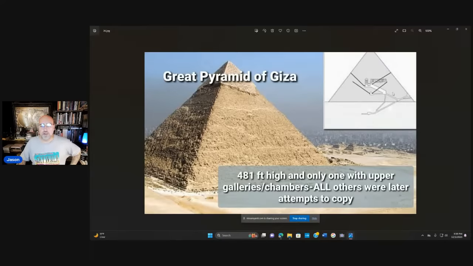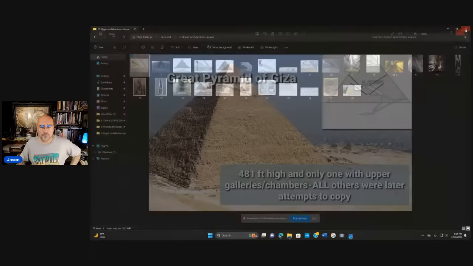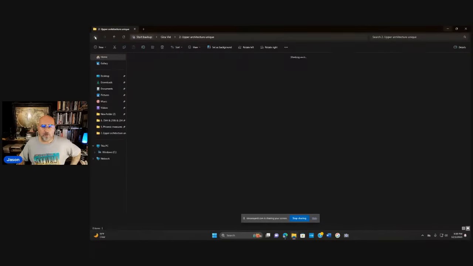the grand gallery, the ascending chamber, the antechamber, the granite leaf in the antechamber. None of this has been replicated. The great step, the king's chamber, the relieving chambers, Davidson's chamber, none of this. Guys, this is why the Great Pyramid in Egypt is absolutely in a league of its own. Let's go to the next file.